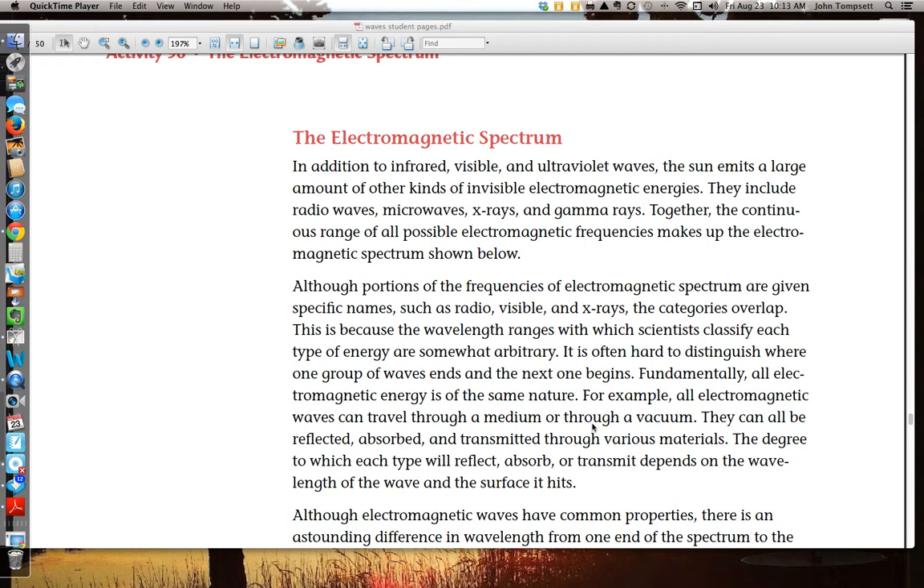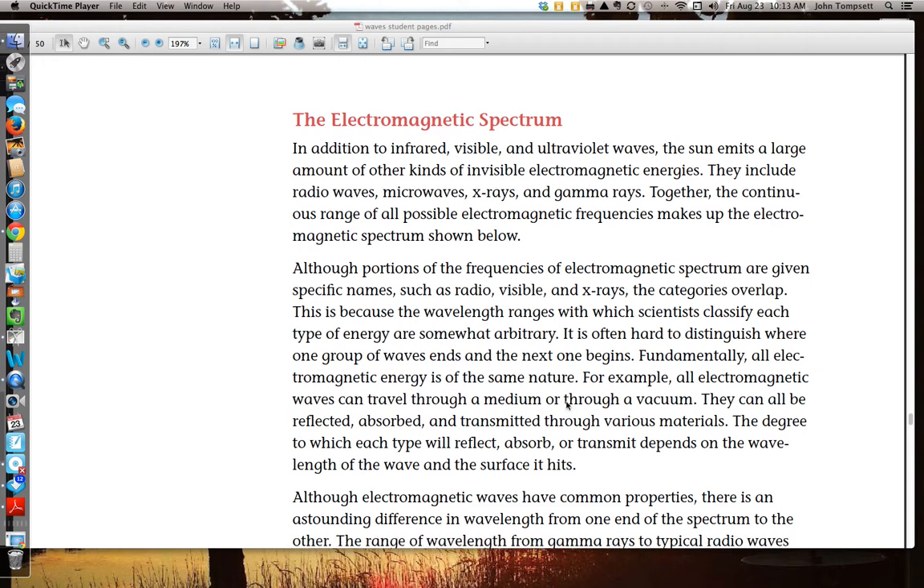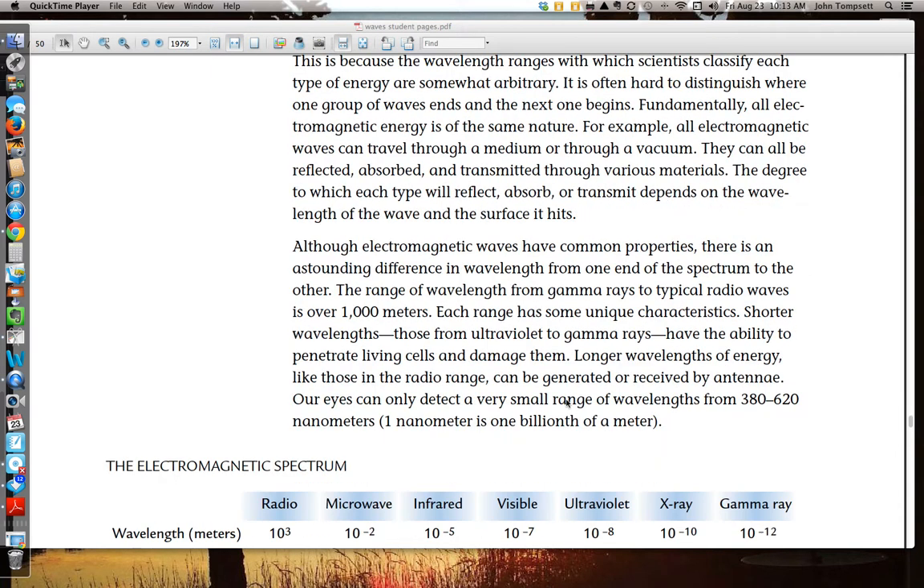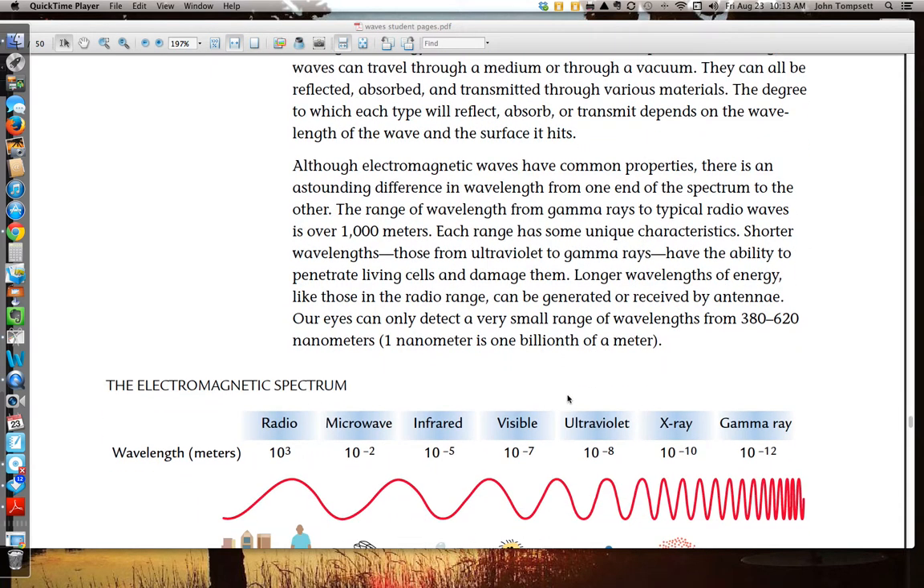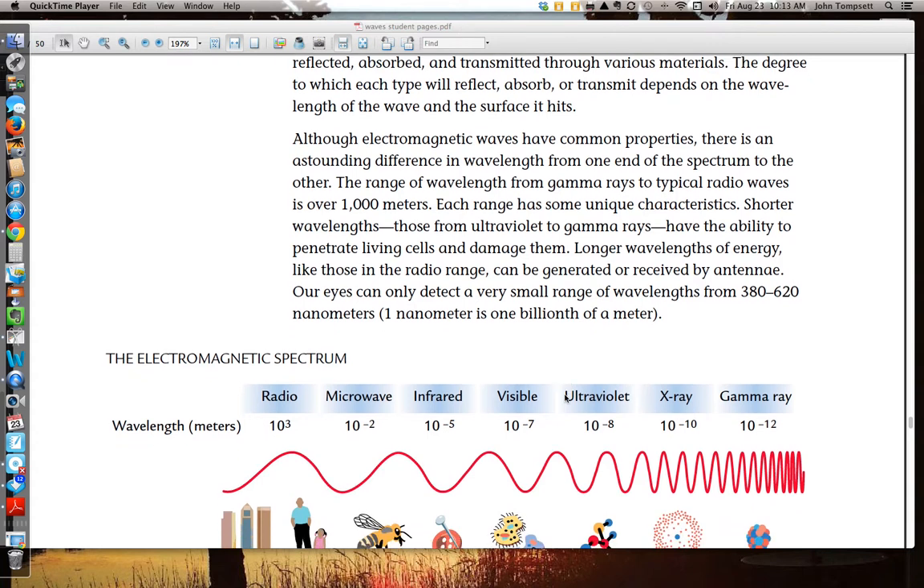For example, all electromagnetic waves can travel through a medium or through a vacuum. They can all be reflected, absorbed, and transmitted through various materials. The degree to which each type will reflect, absorb, or transmit depends on the wavelength of the wave and the surface it hits. Here's the chart that was referred to in the previous paragraph. I'm sure you're looking at it in your book as well.